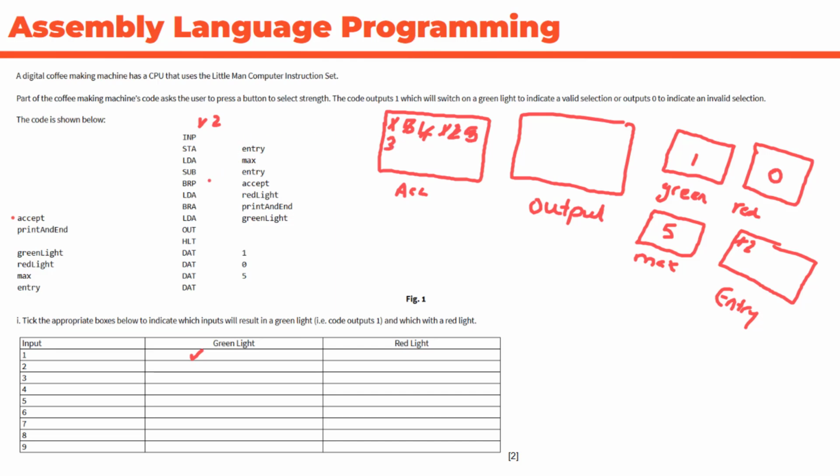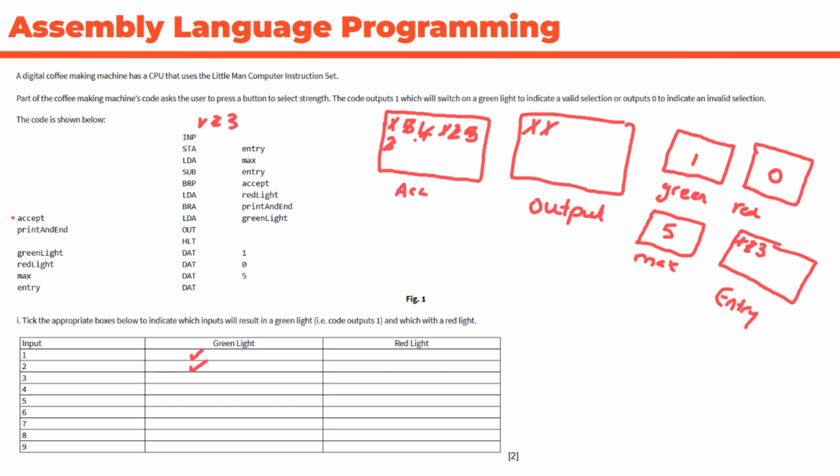Sub entry, branch if positive. Yes, it's positive, so go to accept, green light, no problem. Now let's go for input 3: input 3, store it in entry, go over to entry. I should have put 1s in here, so cross that out, cross that out. 3's gone in there, yep.